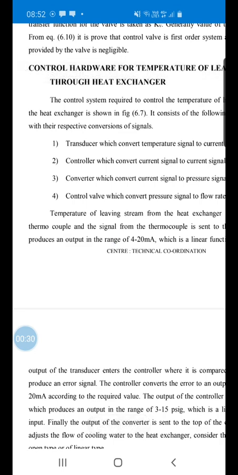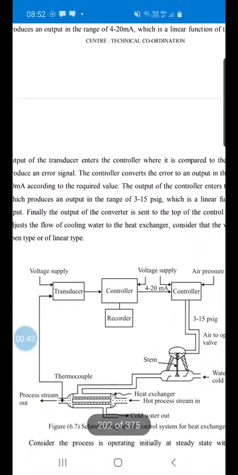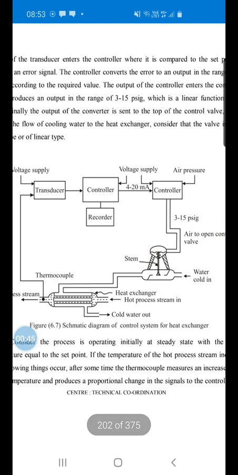So in this system, the control system is required to control the temperature of the liquid stream leaving the heat exchanger, which is shown in the figure. It consists of the following components. Transducer, which converts the temperature signal to the current signal. Controller, which converts the current signal to the current signal. Converter, which converts the current signal to the pressure signal. Control valve, which converts the pressure signal to the flow rate of the fluid.